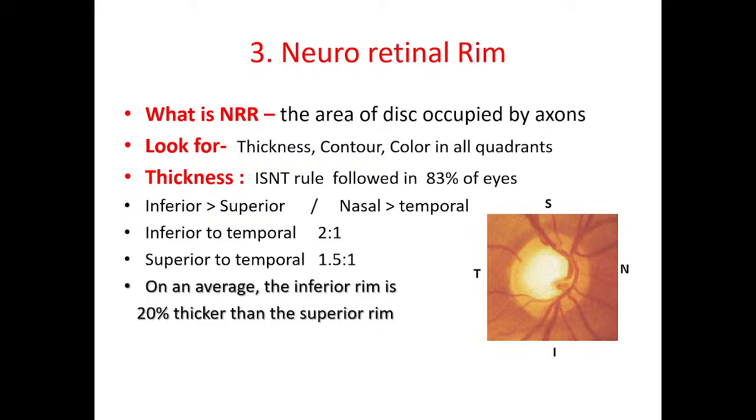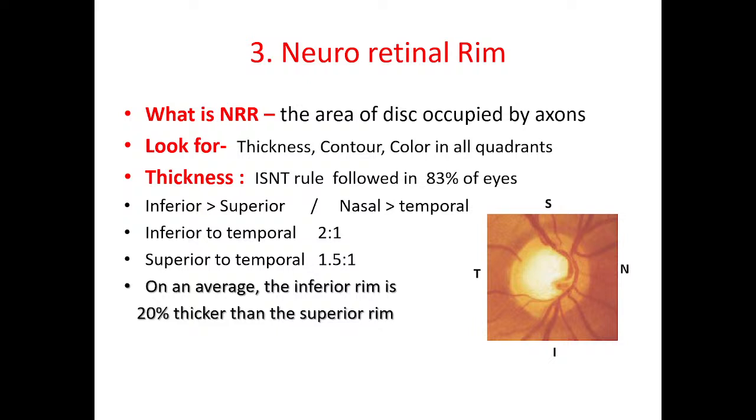So there is an ISNT rule which says that the inferior rim is the thickest. Can you see this? Inferior rim is the thickest rim, followed by superior, followed by nasal, and temporal is the thinnest. This is normal. So when we examine the neuroretinal rim, what do we see? We see the ISNT rule. So what is the ISNT rule?